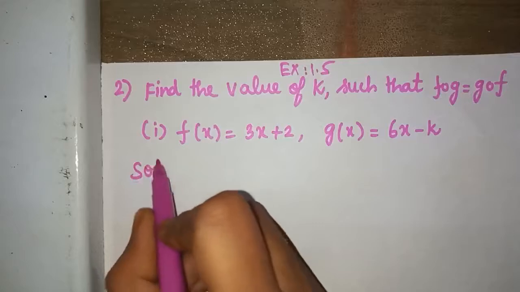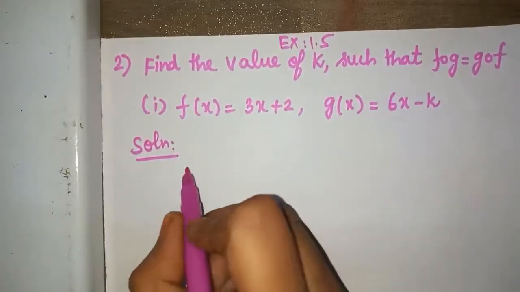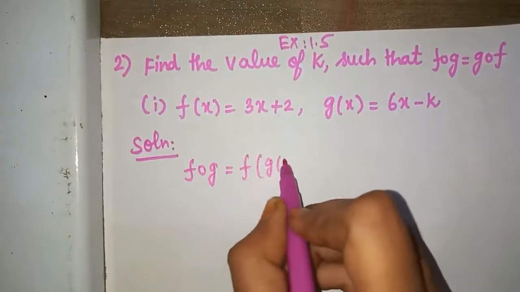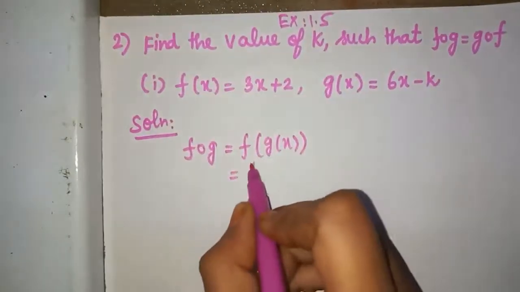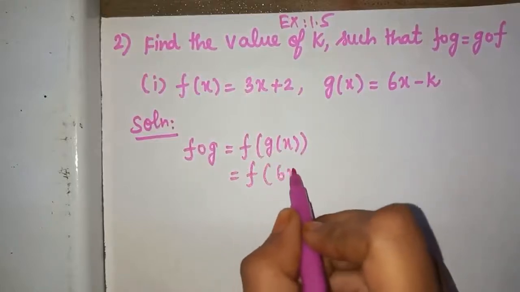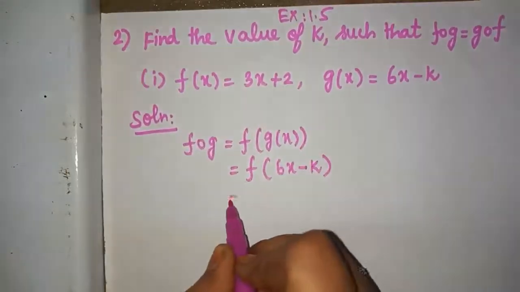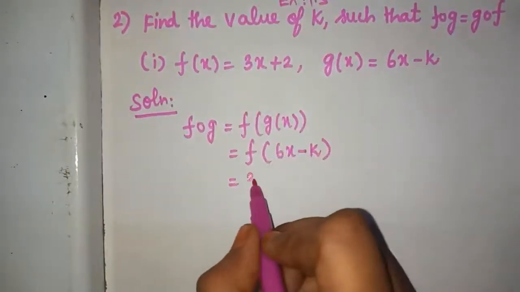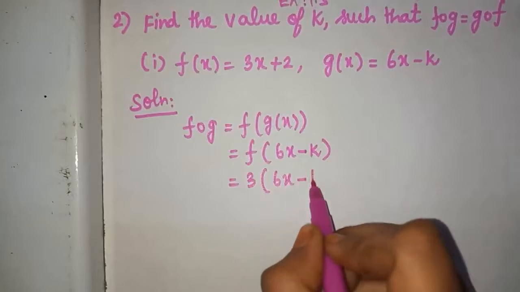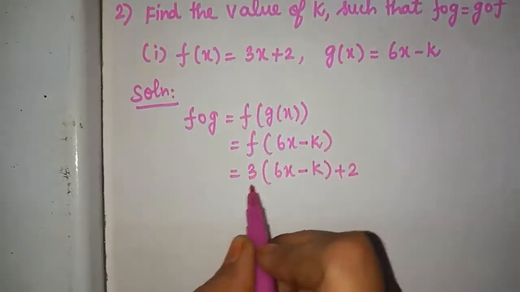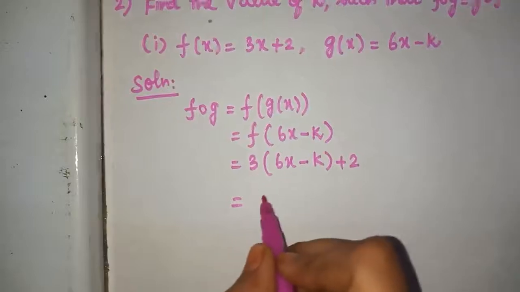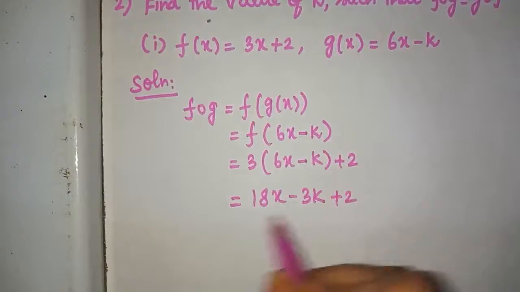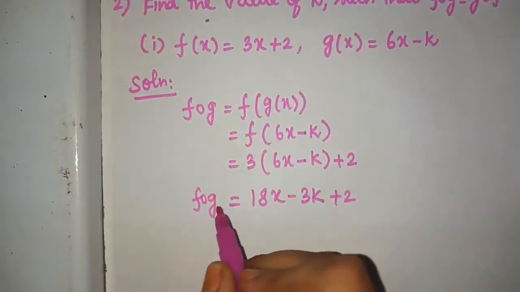So solution, first you have to find f composite g. So f of g of x you have to find. So g of x value is 6x minus k. Again this whole will be your x. So instead of x you have to write 6x minus k. So 3 into 6x minus k plus 2. Next step you have to multiply. So 6 3s are 18. So 18x minus 3k plus 2. This will be your f composite g.